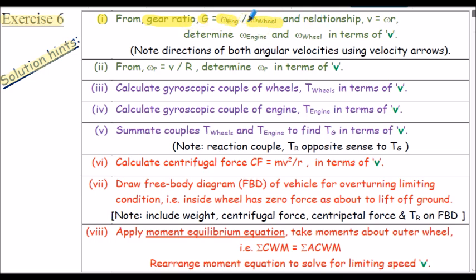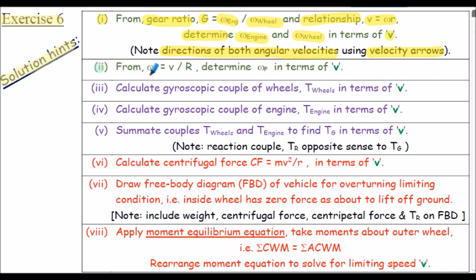So using the gear ratio combined with the relationship we derived in a previous presentation, V is equal to omega r, that's a relationship between linear and angular velocity, we can determine the angular velocity of the engine and the angular velocity of the wheels in terms of linear velocity v, and that's what we're ultimately trying to solve for in this problem. Note the r value used in step 1 will relate to the radius of the wheel. We also should note the directions of both angular velocities because we will sketch a velocity vector diagram, as we did in the previous presentations.